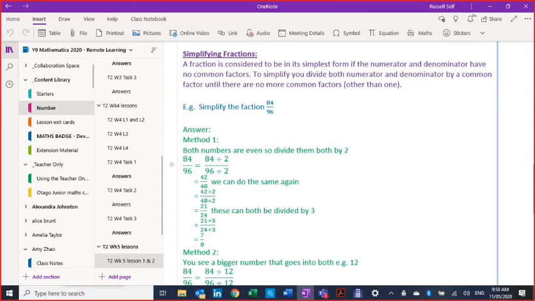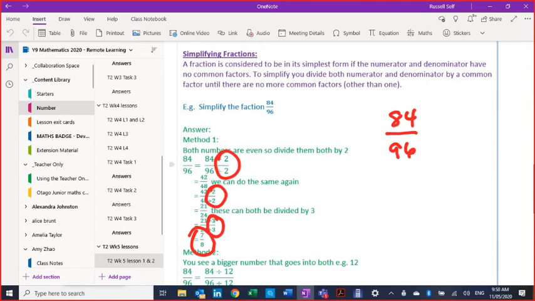And as you see through the example they give you, because this one has a pretty big number, we have 84 divided by 96. They divided it by 2, then they divided by 2 again, then they divided by 3, and then they finally get to this most simplified form. And that's a process that is perfectly acceptable.